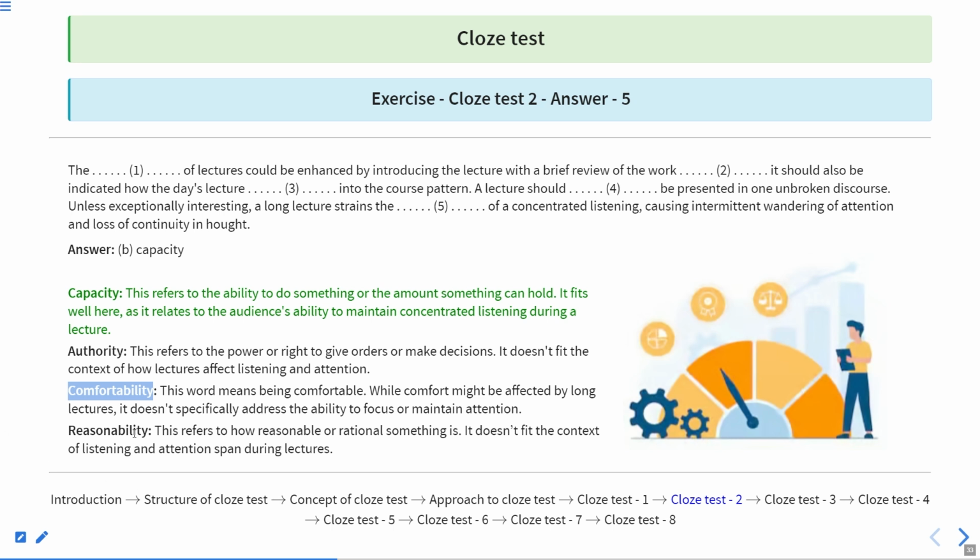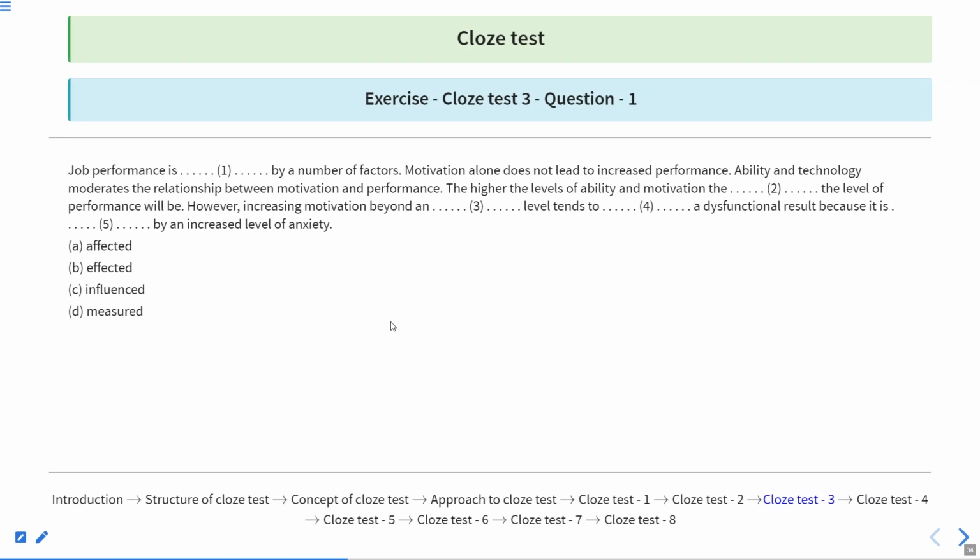It cannot also be reasonability. This refers to how reasonable or rational something is. It doesn't fit the context of listening and attention span during lectures. Let us look at the next cloze test now. There are again 5 missing words here. We will look at each one of them in turn.